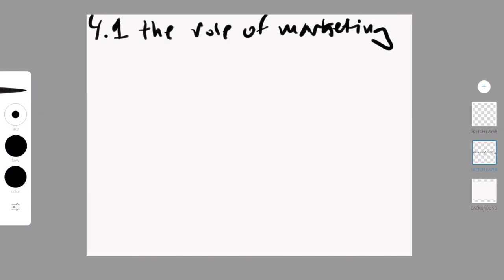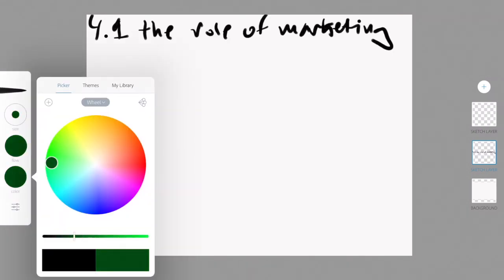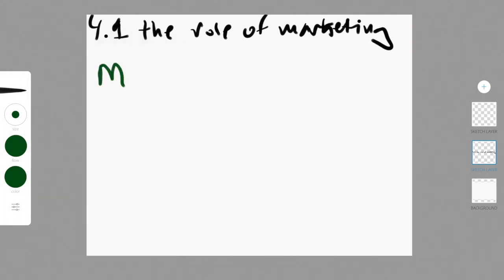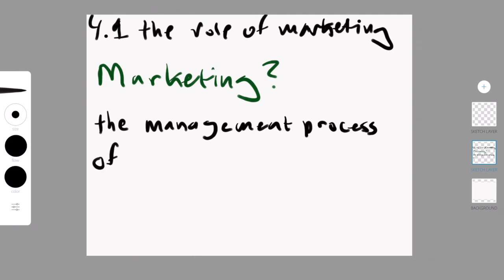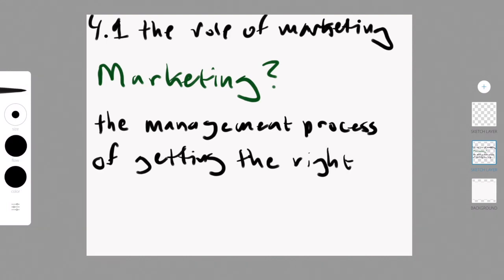So the first thing we'll be going through is the role of marketing in relation to the functions of a business. So what is marketing? The book defines marketing as the management process of getting the right product to the right customer at the right price and at the right time and place.